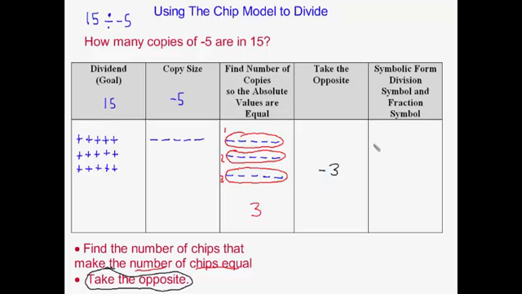Then in symbolic form, we started with 15, and we were to divide it by negative 5, and the result was, in the end, negative 3. And don't forget that you could use this notation to denote division as well: 15 divided by negative 5 written this way would still give you negative 3.